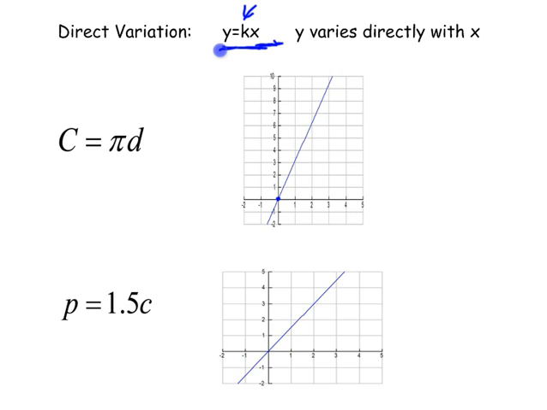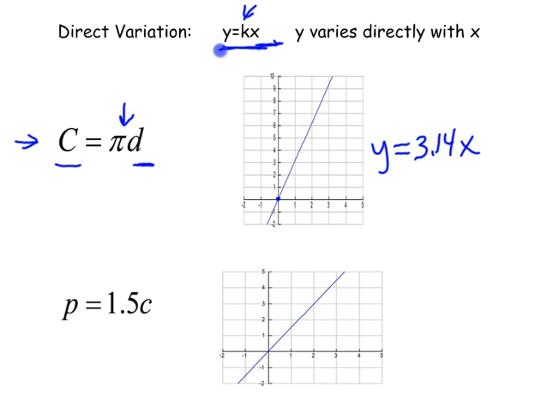Y varies directly with x by a certain constant. For example, if you look at the circumference formula, you'll see that the circumference varies directly with the diameter by a constant of pi. Pi is 3.14. And that gives you this equation that you see to the right. It is c equals 3.14d, or y equals 3.14x. That's going to be direct variation.